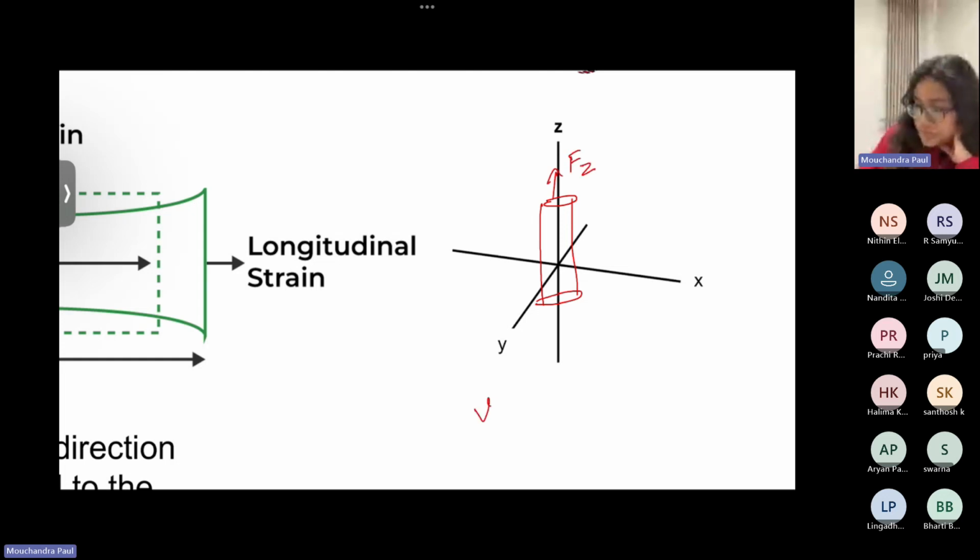Just quickly tell me what will be the value of Poisson's ratio here then. We are applying a tensile force. Ma'am, EX by EZ. Correct. Minus, don't forget to include minus. It will be minus EX by EZ. I hope it is now clear to you how to define Poisson's ratio. Okay.